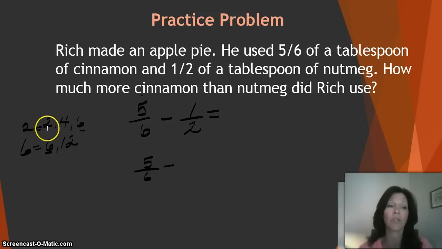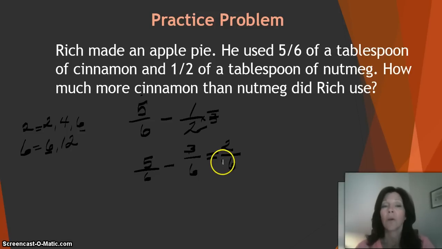What does it take to make 2 equal 6? 1, 2, 3. So you're simply going to multiply the 2 by 3. What you do to the bottom, you must do to the top. 2 times 3 is 6. 1 times 3 is 3. When you subtract, your denominator always stays the same. You just simply bring it over. And 5 minus 3 is 2.